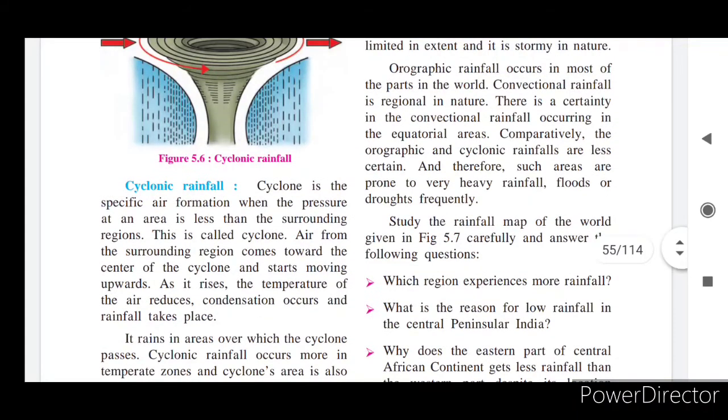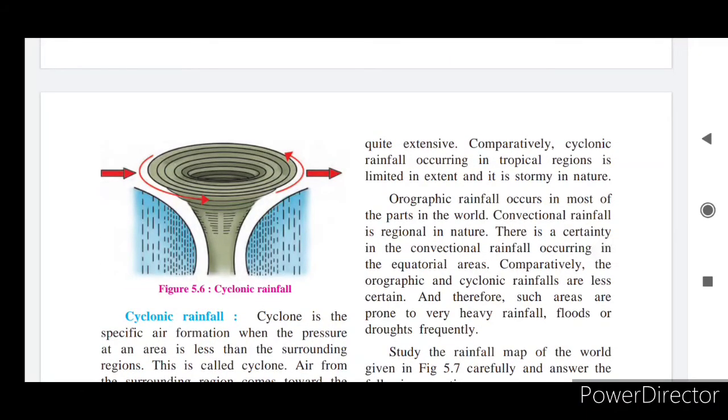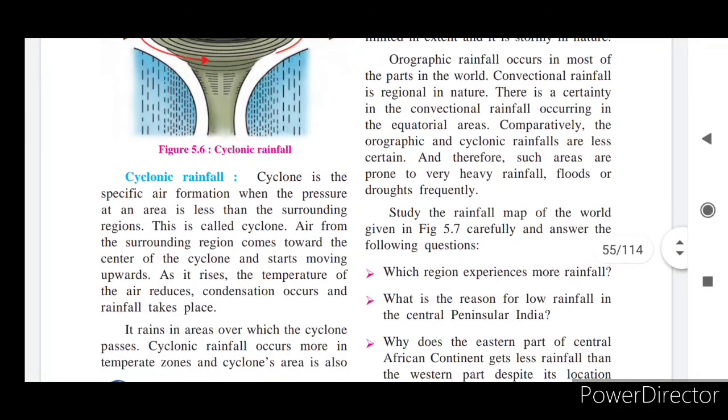So as the air rises, the temperature is automatically reducing. Condensation occurs and rainfall takes place. So see children, in the air there is an amount of moisture. As that air goes upward, the condensation process will take place, because at the high altitude the temperature is very low. Due to that, condensation takes place, and rainfall will fall in this region.